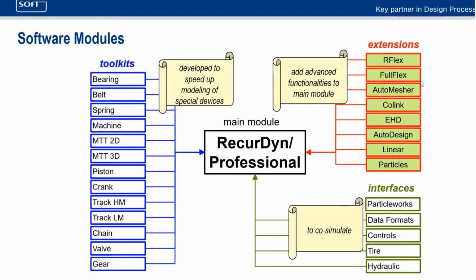And then for extensions, these actually add solver functionality. We'd already talked a little bit about RFlex and FullFlex. These are adding flexible components to the model. Then we've also got a controls library, that's this Colink here, and AutoDesign for optimization. Quite a few other things. We also have a mesher built in, so you can either use an external mesher and bring that in, or you can use the built-in one, whichever is easiest.